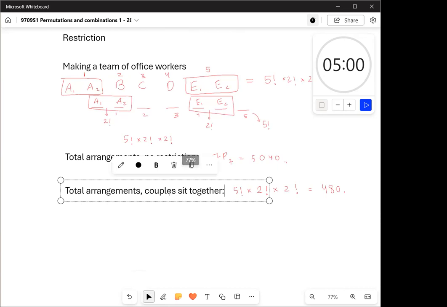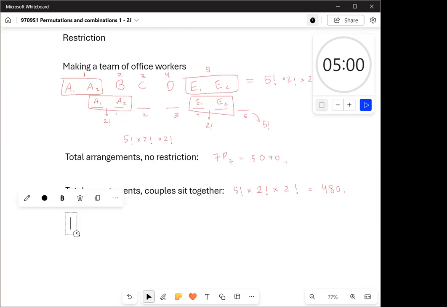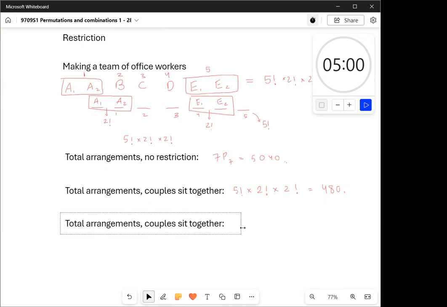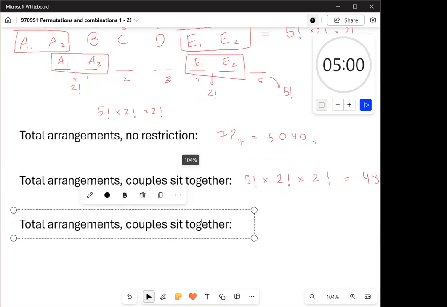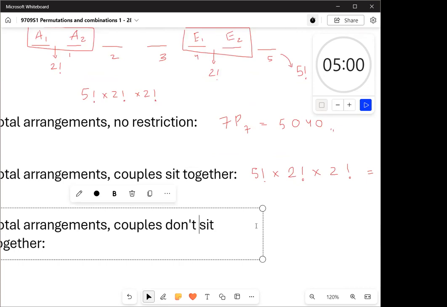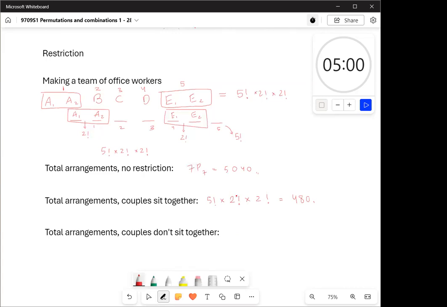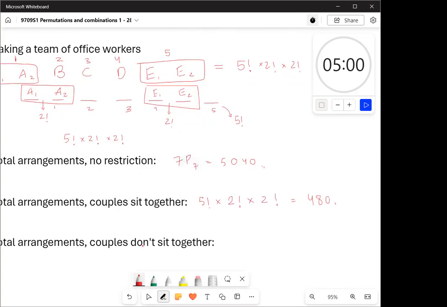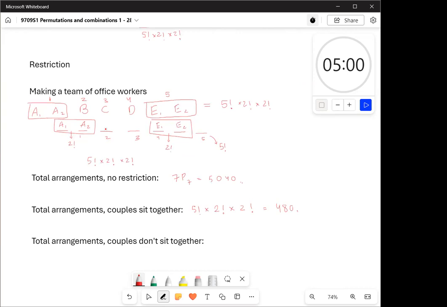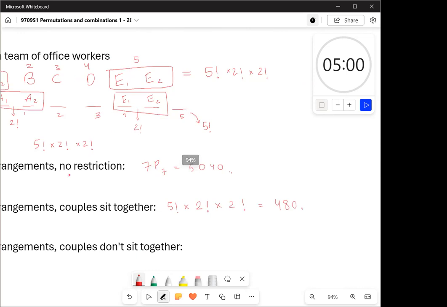Now, if I say couples don't sit together, what would it be? In such cases, the most intelligent thing to do is to see, okay, when there was no restriction, then it was 5040. Minus the cases where they sit together, which is 480.